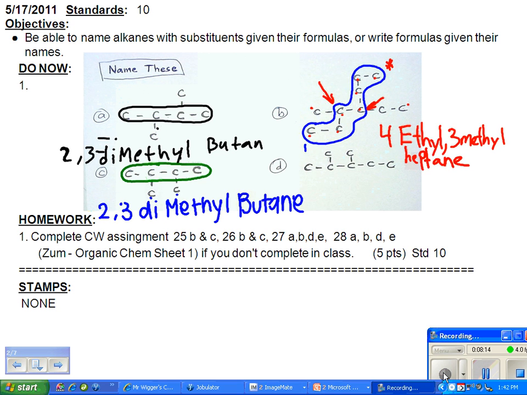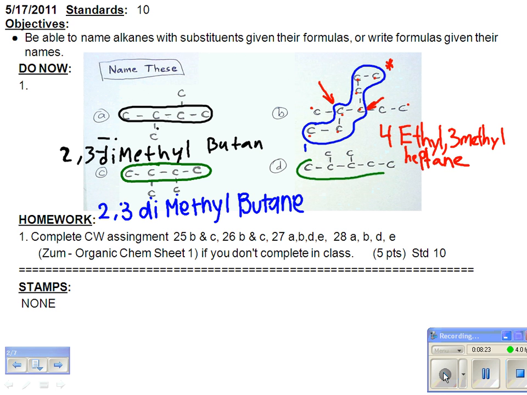We're going to do letter C. So, let's find the longest chain first. All right, very good. We got the longest chain, and that is going to be what length? Pentane. And it's a 5-carbon chain, so it's pentane. Very good. Now, what are our substituents this time? Methyl. And how many do we have? 2. Okay, so we have 2 methyls. What end of this thing is going to be carbon number 1?